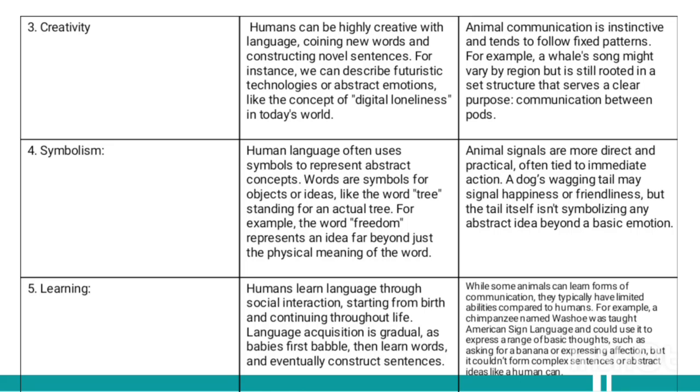In the learning concept, humans have an incredible ability to learn language through social interactions. Babies start by babbling and gradually pick up sounds, words, and eventually the rules of grammar. Language acquisition is a process that continues throughout life as we learn new words, expressions, and ways to communicate. Humans are able to learn language from their environment and use it to express increasingly complex ideas. While some animals can learn forms of communication, they are more limited compared to humans.